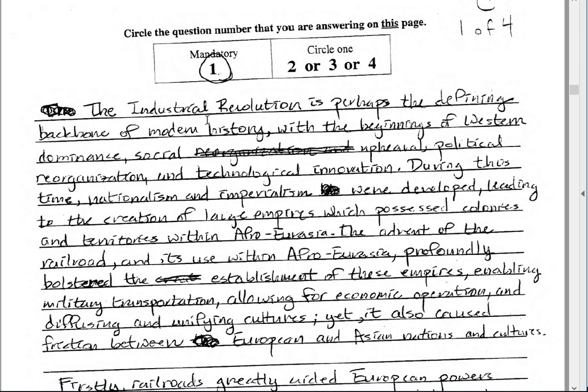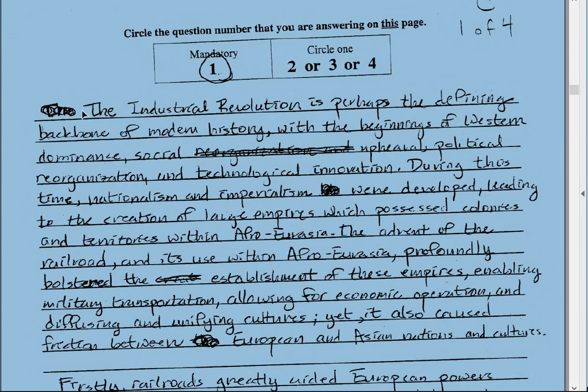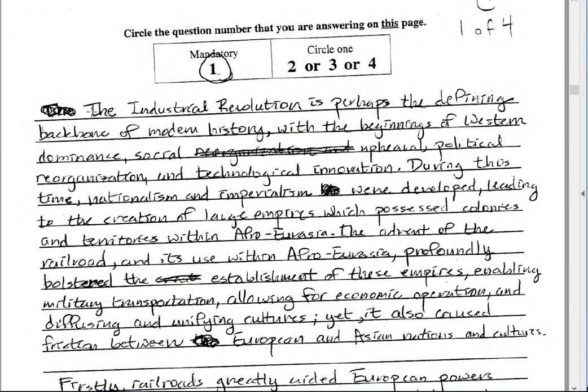Okay, the Industrial Revolution is perhaps the defining backbone of modern history, with the beginnings of the Western dominance, social upheaval, political reorganization, and technological innovation. Holy cow. Okay, that's a really, really good sentence about what the industrialization as a whole did. That's going to be great contextualization right there. During this time, nationalism and imperialism were developed, leading to the creation of large empires which possessed colonies and territories within Afro-Eurasia. That would earn it too. They're going to have it doubly over.